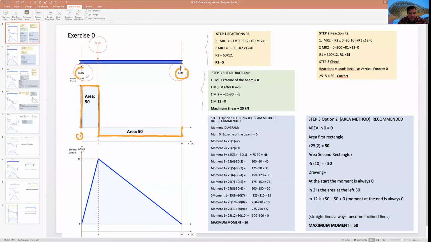The fact that the reactions 25 and 5 go together and make 30 doesn't mean that the reactions are correct. I could have a mistake and have 24 here. If I don't calculate the moment on the other side, I just decide that this is 30 minus 24, this is 6. And 24 plus 6 is 30. That doesn't mean that 24 is the good reaction. The reaction is 25. Be very careful about that.